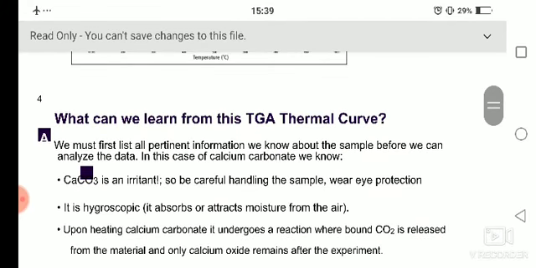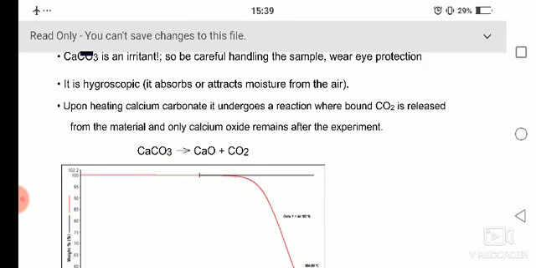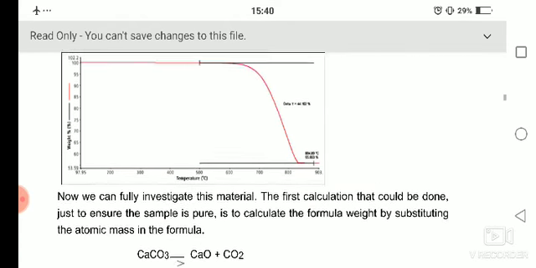What can we learn from the TGA thermal curve? We must first list all the pertinent information we know about the sample before we can analyze the data. So CaCO3 is an irritant, so be careful while handling the sample. It is hygroscopic. Upon heating, calcium carbonate undergoes a reaction where bound CO2 is released from the material. So this is the reaction, and this is how the curve is. Now we can fully investigate this material.